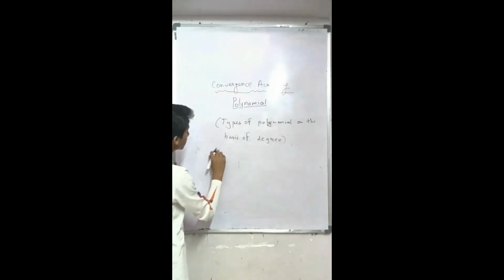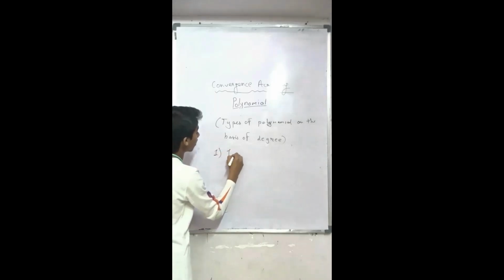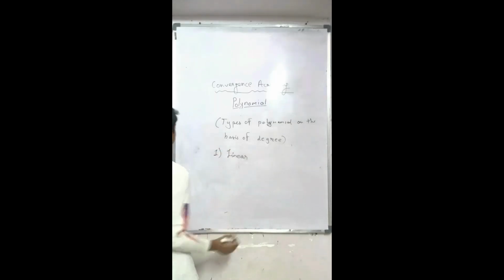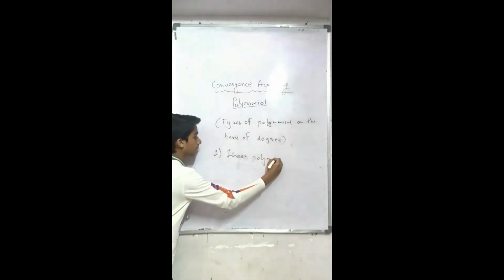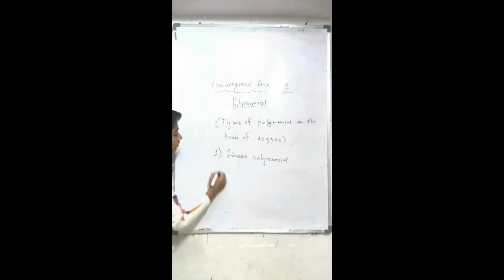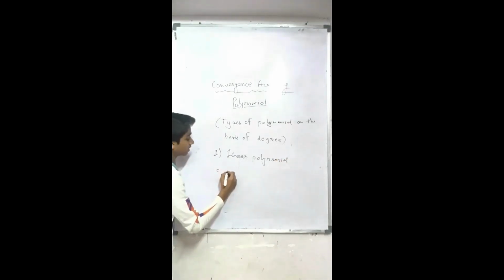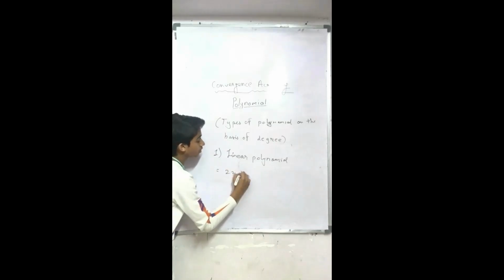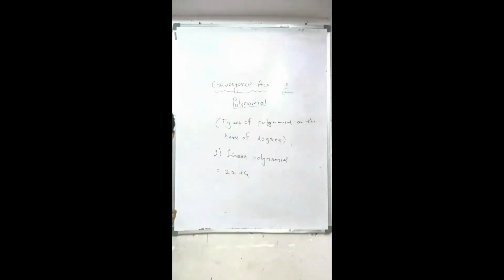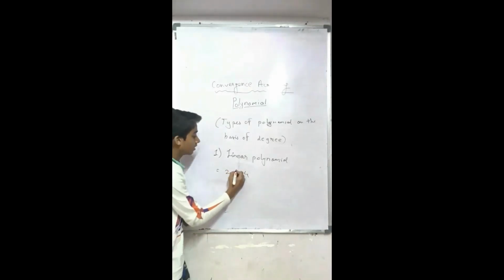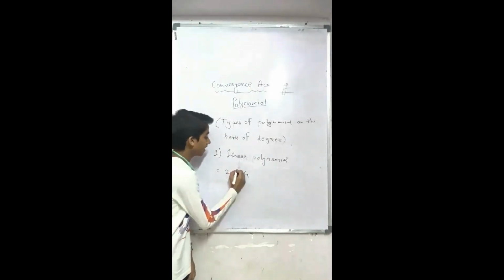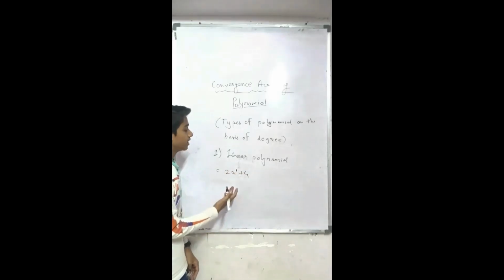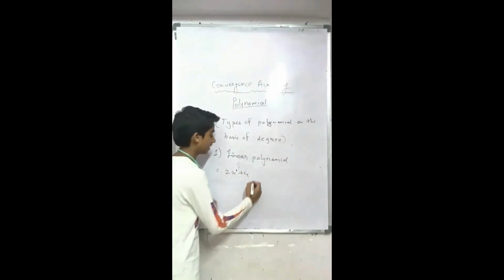So first is linear polynomial. Okay, so we'll take an example of this, that is plus 4. So what is the highest degree? Okay, so first we'll see what a degree is. The power raised on the variable is the degree. Okay, so you see the highest degree is 1.